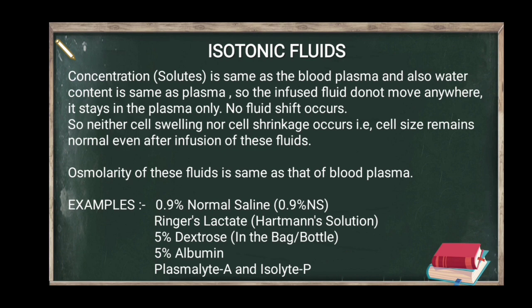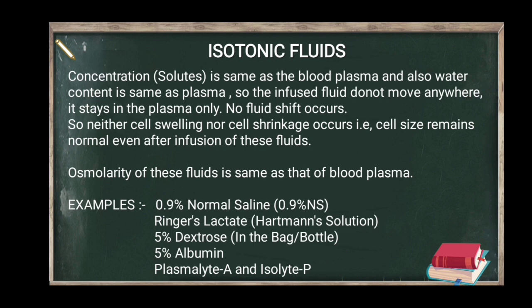Osmolarity of these fluids is almost same as that of blood plasma. Examples for the isotonic fluids are 0.9% normal saline, RL, that is Ringer's lactate, 5% dextrose, that is 5D, 5% albumin, Plasma-Lyte A and Isolyte P. 5% dextrose is isotonic in the bag or in the bottle. Once it reaches the blood vessel, it becomes hypotonic.